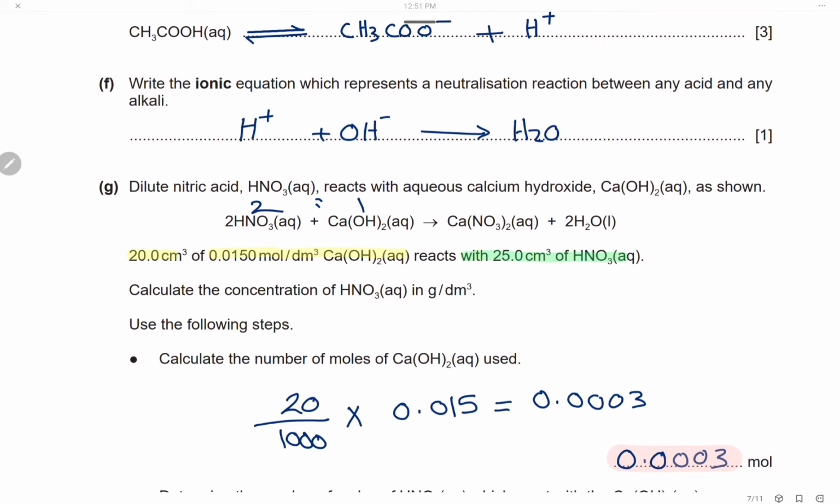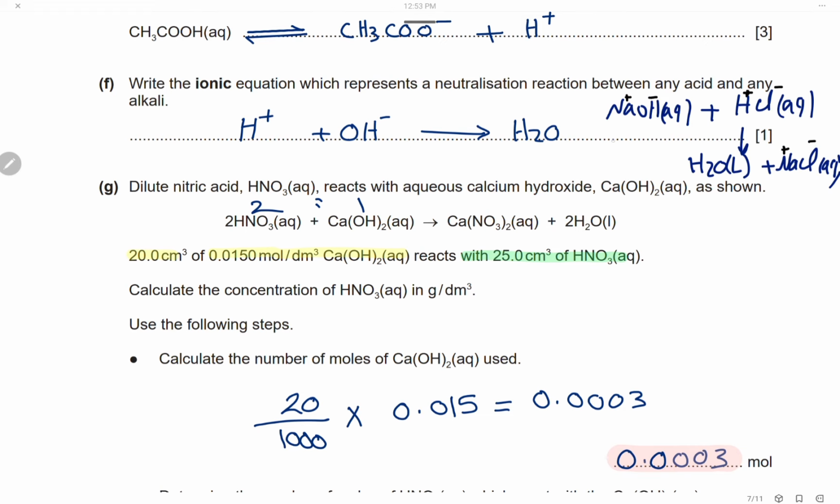Write the ionic equation for the neutralization reaction between any acid and any alkali. The ionic equation for the reaction between any acid and any alkali will be the reaction between protons plus OH- ions to give water.